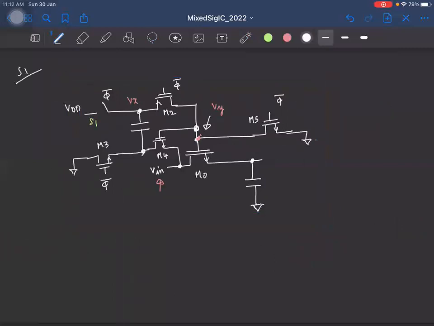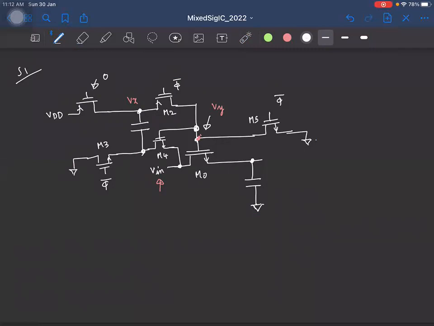So S1, how do you implement it? Well, we see that this switch S1 is trying to pass a voltage VDD, right? And since it is a high voltage, we can use a PMOS switch, right? So this will be a PMOS switch. Okay. So to turn this switch on, what do we have to do? We need to connect the gate voltage to 0, right? And the switch will turn on.